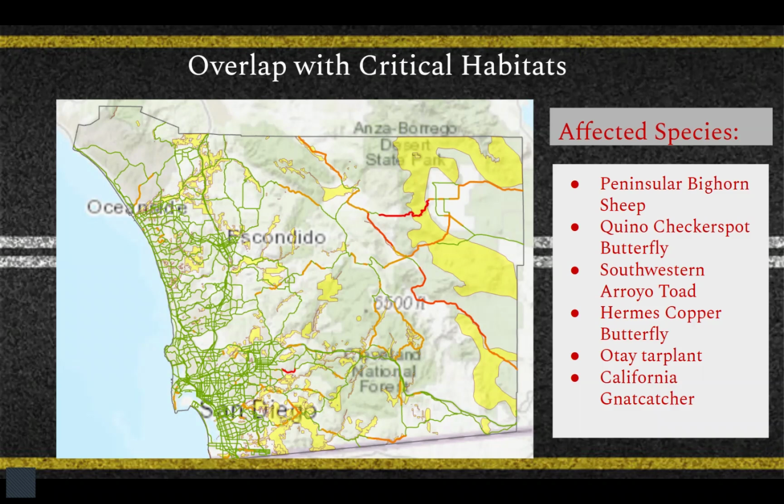Some of the affected species that we can see here that have overlapping high-density road maps are peninsular bighorn sheep, Quino checkerspot butterflies, southwestern arroyo toads, Hermes copper butterflies, Otay tarplant, and California gnatcatchers.